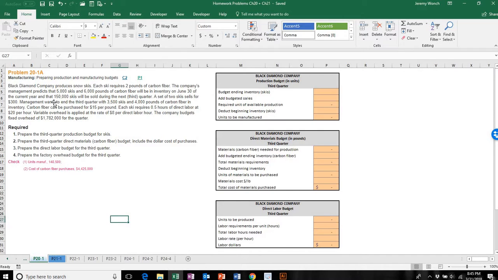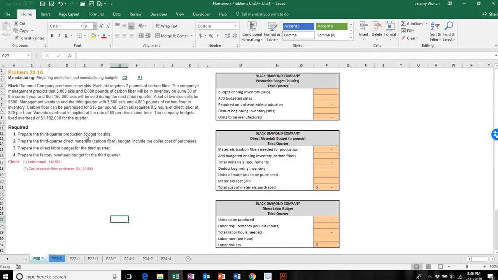They expect 150,000 skis to be sold during the third quarter, and each ski will be sold for $300. Management wants to end the third quarter with 3,500 skis and 4,000 pounds of carbon fiber. It also says that the cost of the carbon fiber is $15 a pound, and each ski requires a half hour of direct labor. We have a variable overhead rate that's going to be applied at $8 per direct labor hour, and a total fixed overhead budget of $1.782 million.